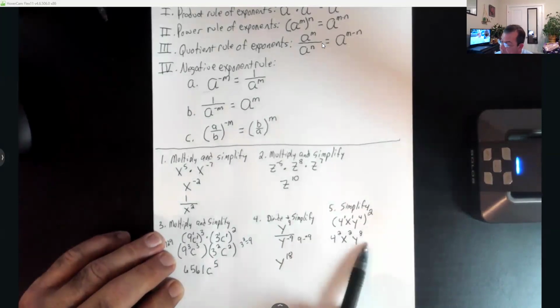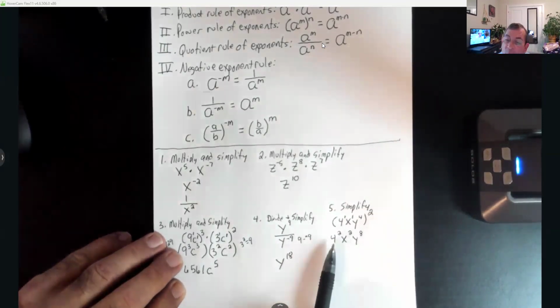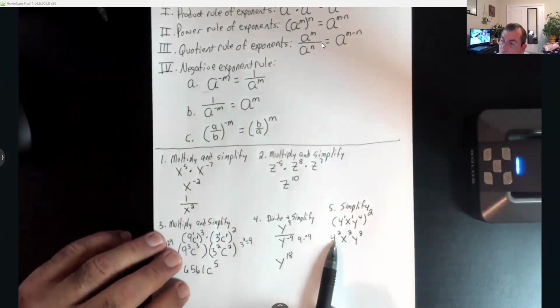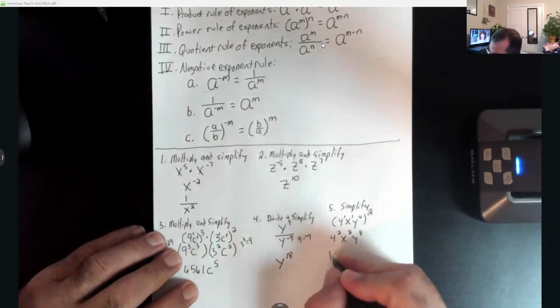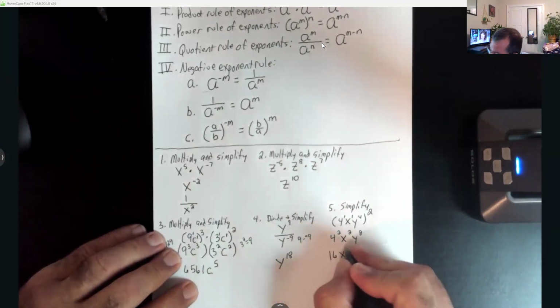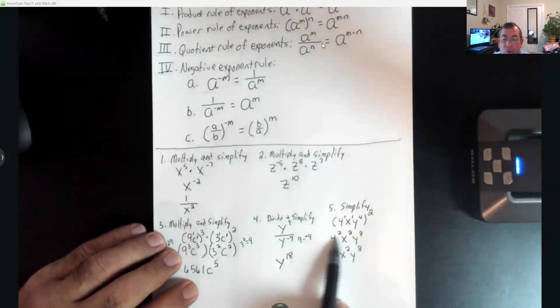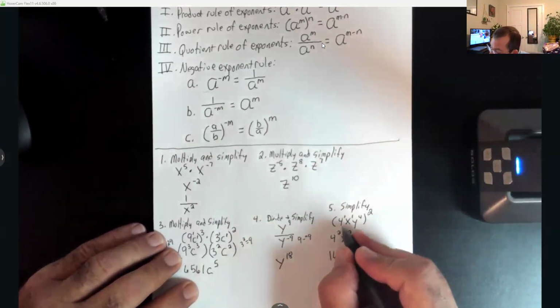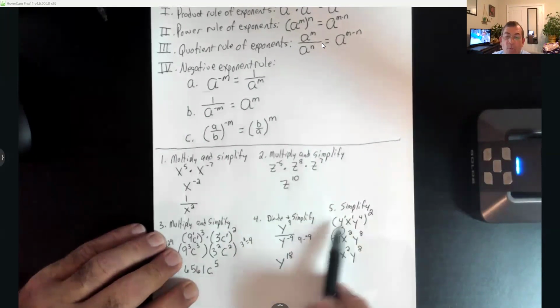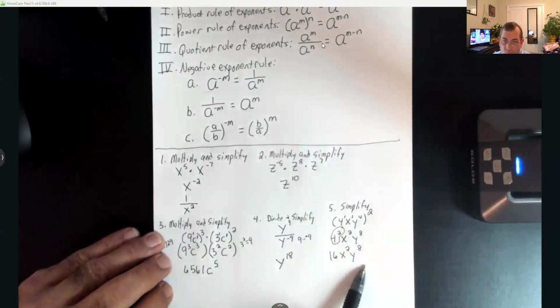And y'all, the only step I would do now is figure out the number part, because 4 times 4 is what, 16? So you get 16 x squared y to the 8th. So you're correct at this point. You just got to finish it out because they want it simplified all the way, okay?